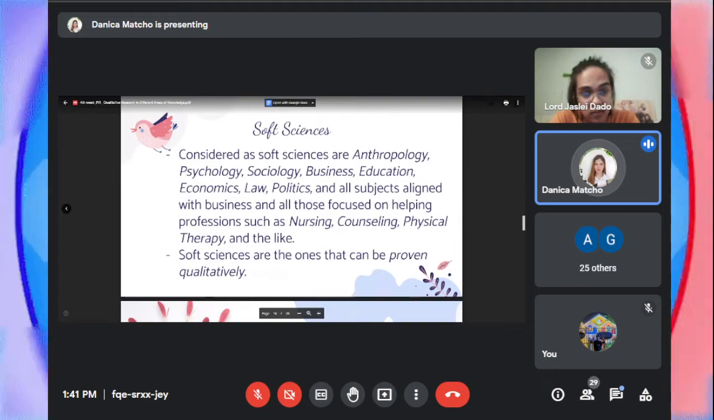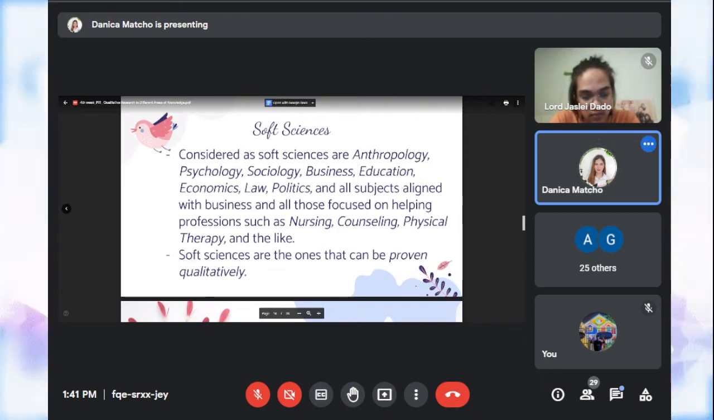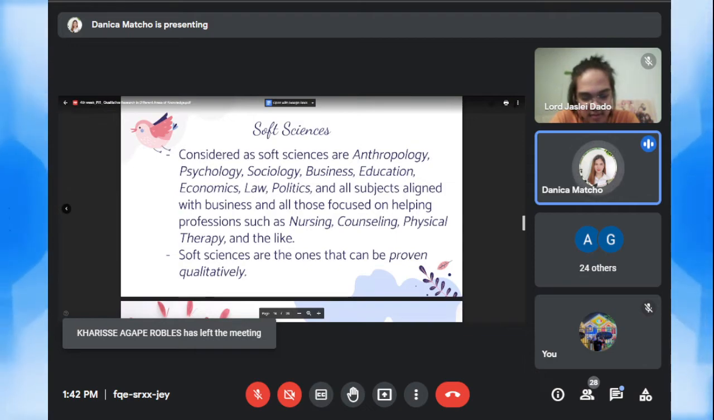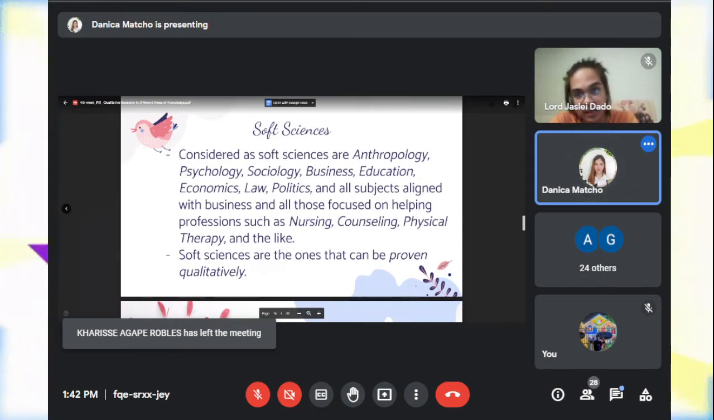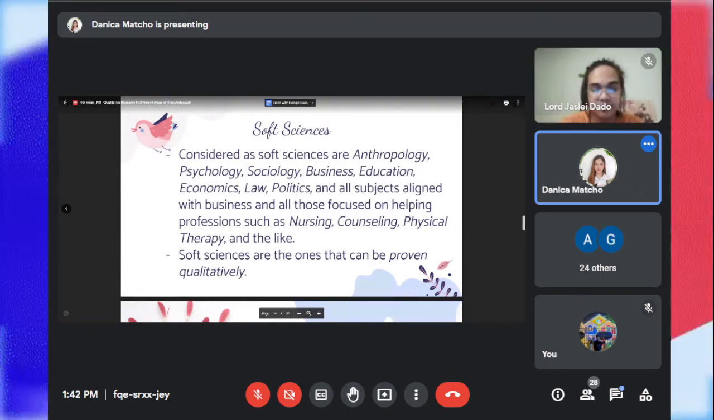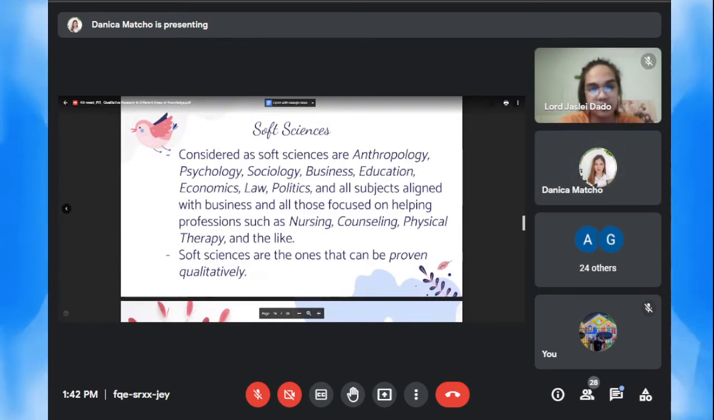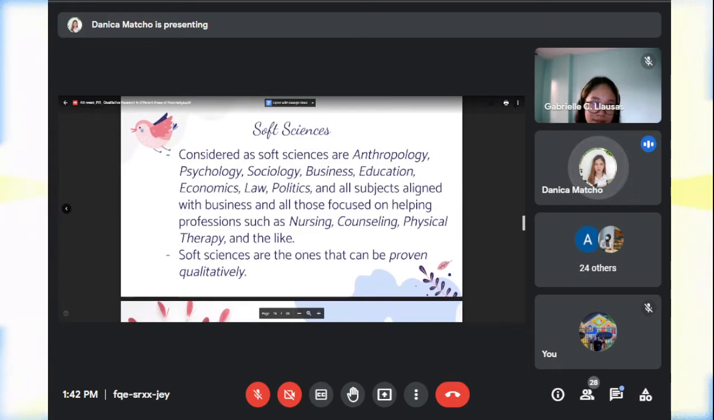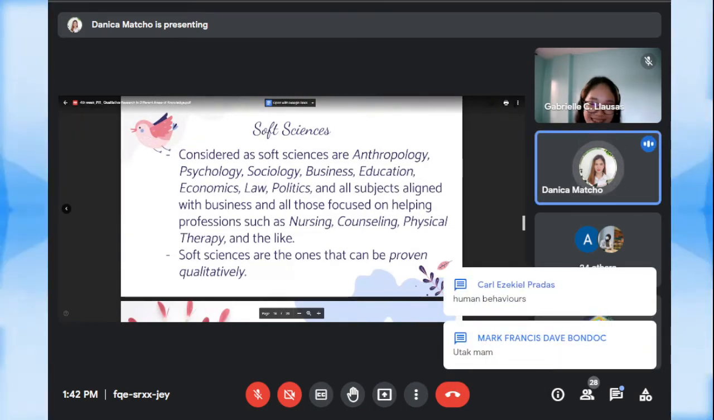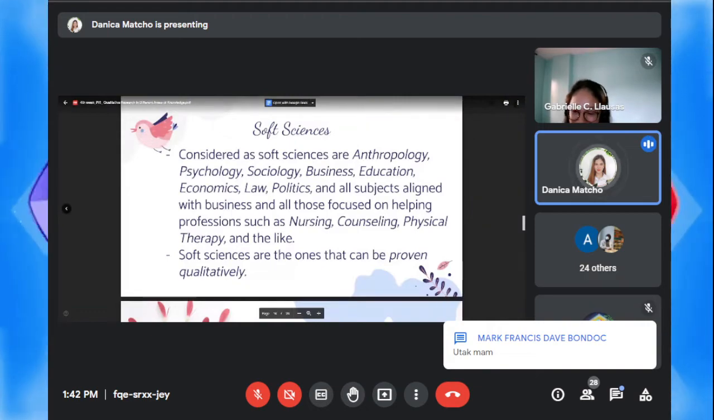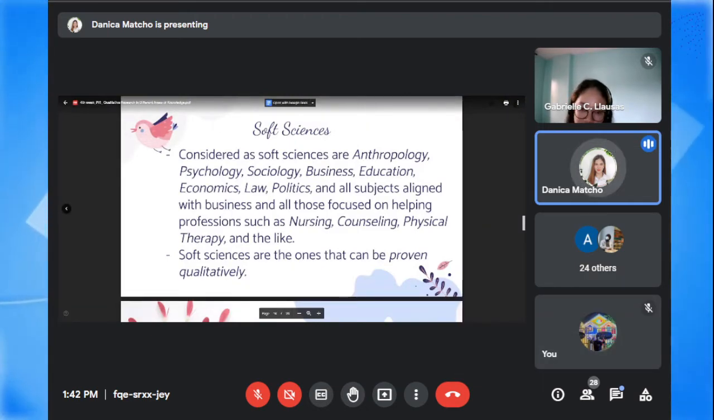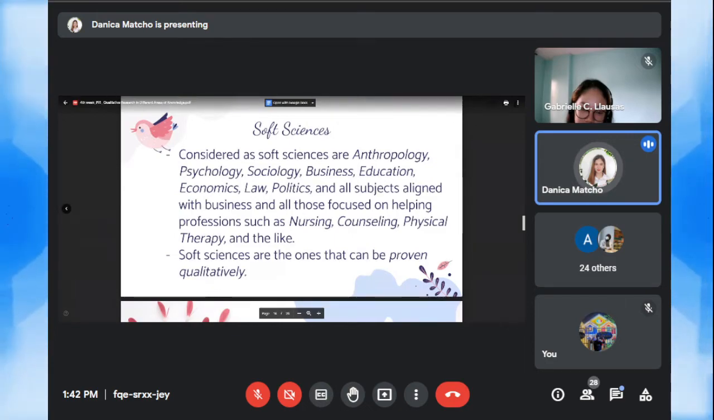Are you familiar with psychology? Diba? This is also a branch of science that studies what? Anong pinag-aaralan sa psychology? Yes, Gab? Human behaviors. Okay, very good. Human mind and human behavior. So from the word itself na lang, human behavior, you are dealing with human behavior. That is the reason why psychology is an example of soft sciences.